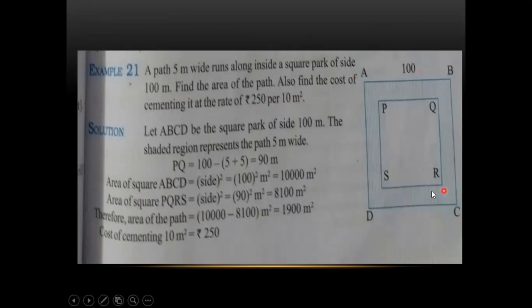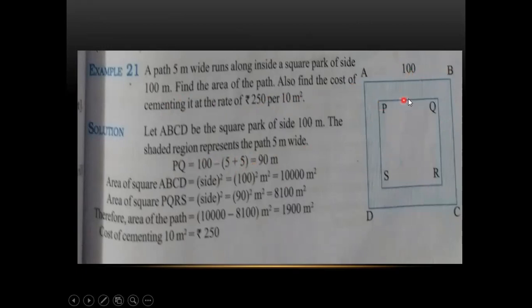So here A, B, C, D is a square park, and this side is 100 meters. That means if one side is 100 meters, the remaining three sides will also be 100 meters. The shaded region represents the path, 5 meter wide. So this shaded part will be 5 meter wide.